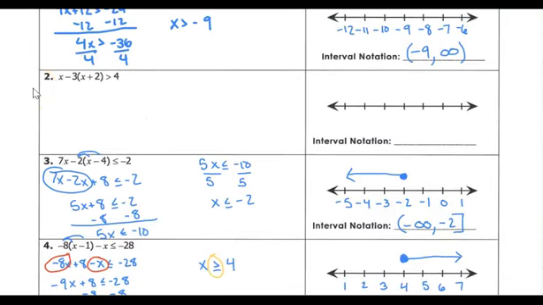All right, so that's it for the notes portion. What I would like for you to do is try number 2 on your own, and then we'll talk about it when you come to class and have lots more chances for you to practice.